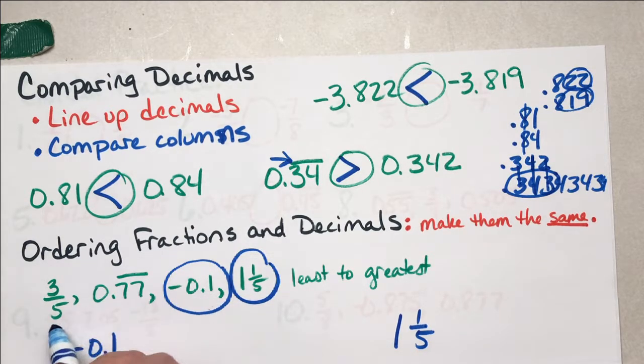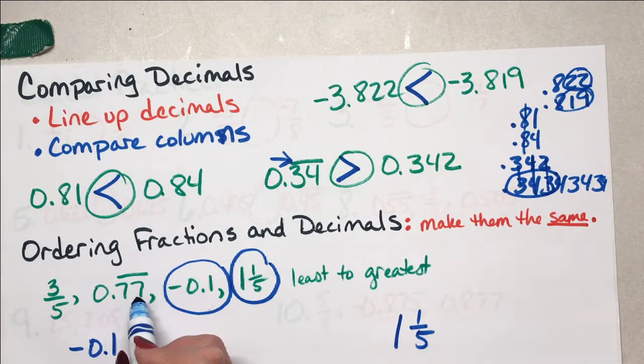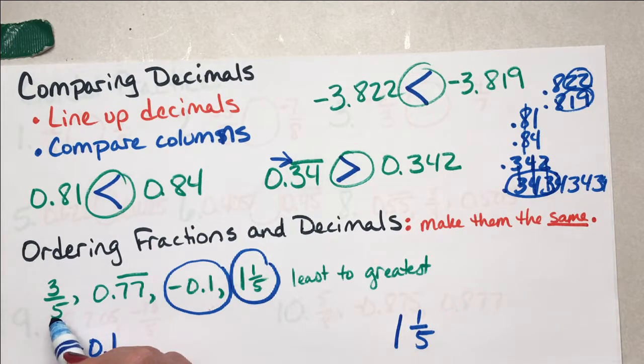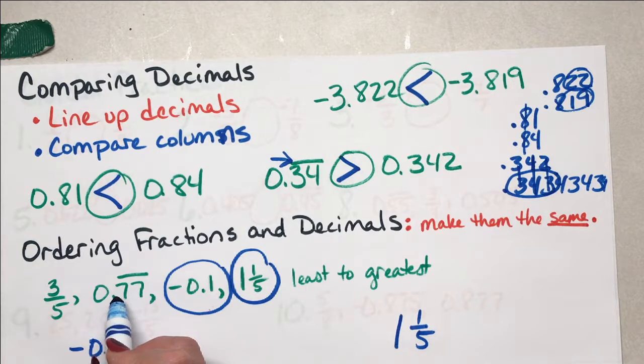So this is a repeating decimal. I'm not going to be able to make this a fraction without rounding off. I can make my fraction, however, into a decimal easily.